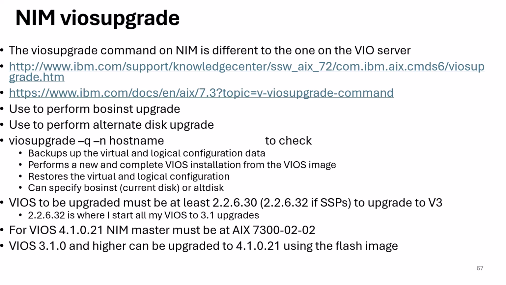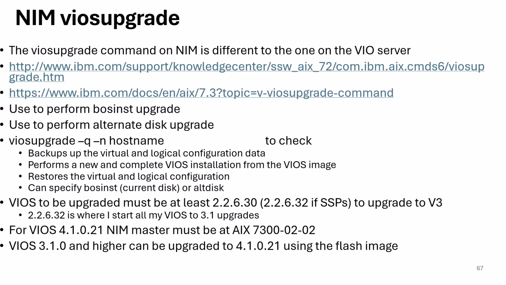There is one on the VIO server, and that's the first link that I have here, and then there is one for NIM, which is the second link that I have there. You could use it to perform a bosinst upgrade, you can use it for an alternate disk upgrade. When you run it from the VIO server, it only does it to an alternate disk. From NIM you have a couple of other options.